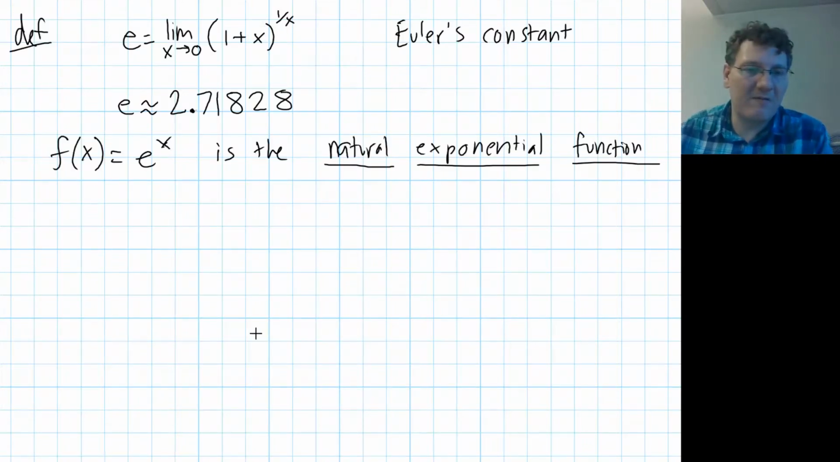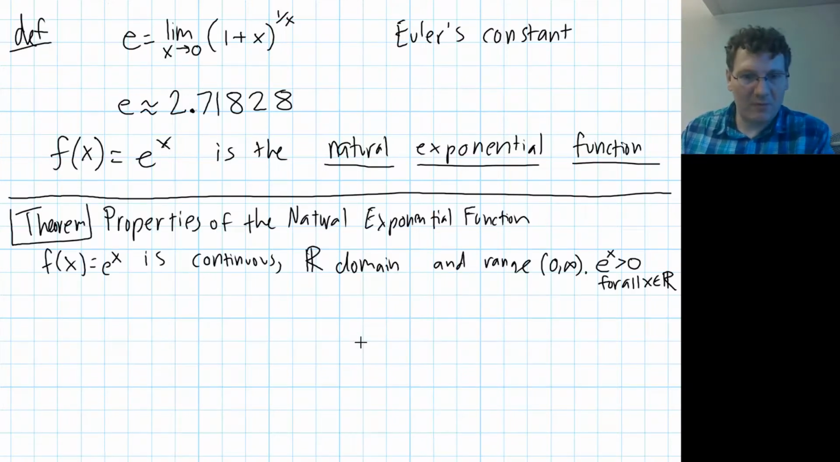And if the function f of x equals e to the x, so when the base of an exponential function is e, it's called the natural exponential function. And that's important. You'll see why as we get into derivatives and stuff, why e to the x is so special. So a couple of properties. Of course, this just follows from the theorem for all bases.